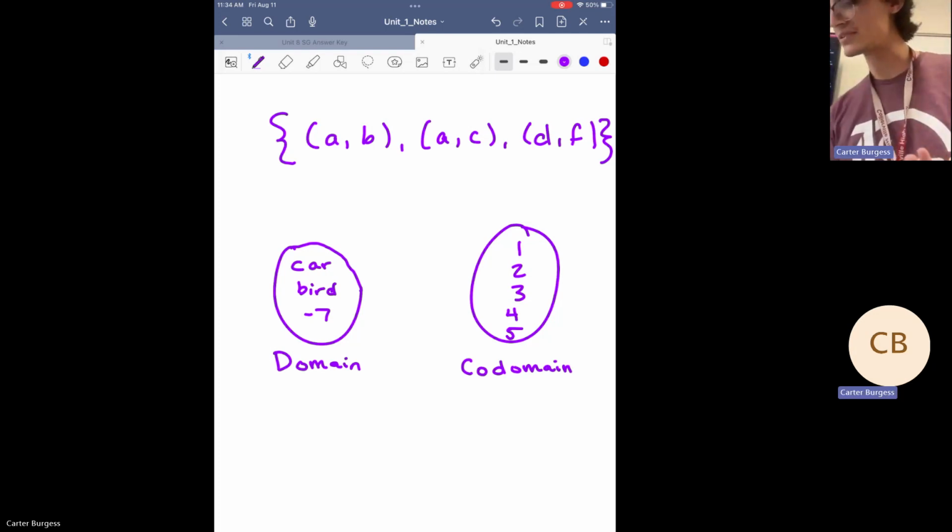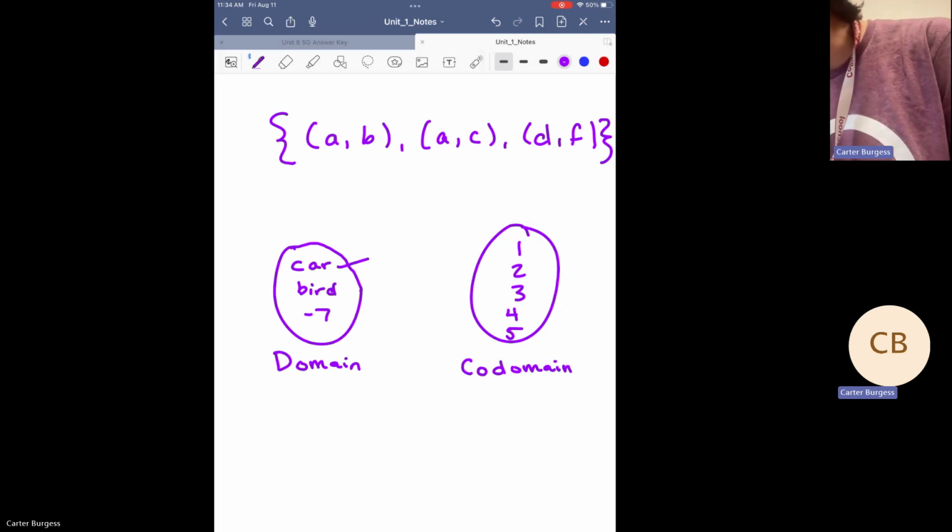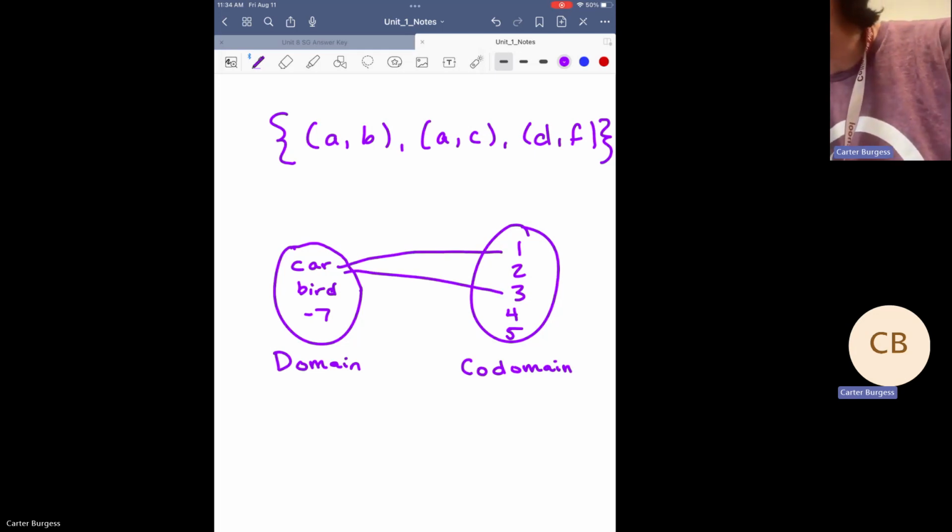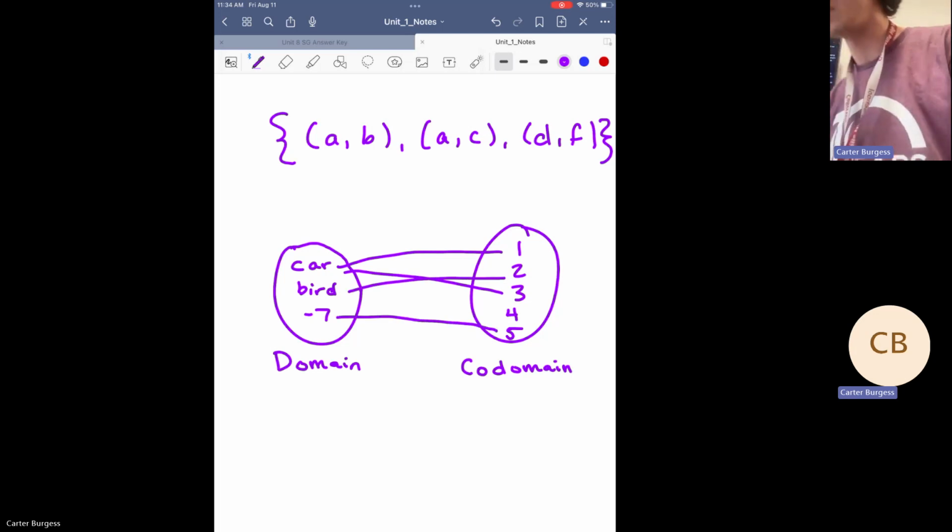All right, so maybe for the purpose of this demo, we'll match car to 1. Maybe car will also go to 3. Maybe bird will go to 2. And maybe -7 will go to 5. Just random.